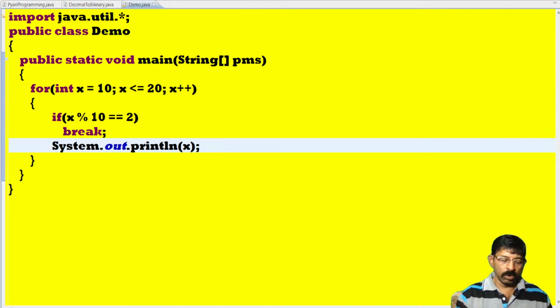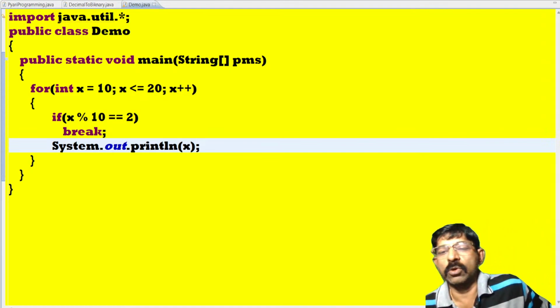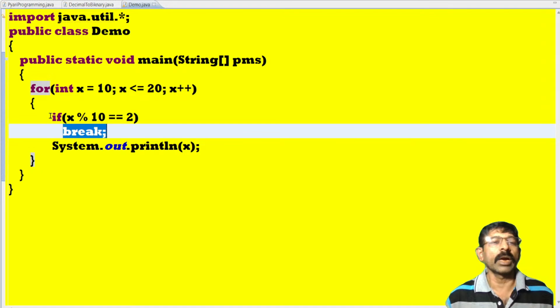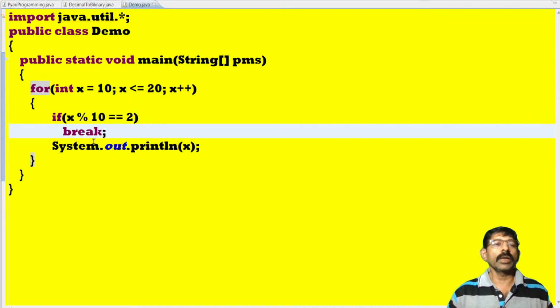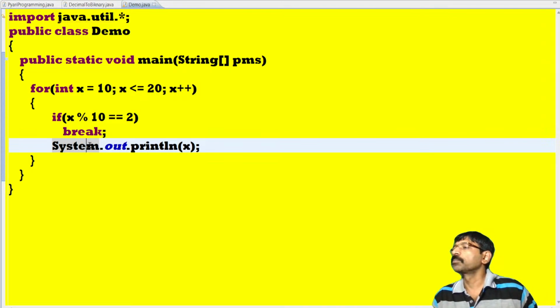Understood why this particular statement is not going to generate an error? Because there is a chance of executing the statement, because break will only execute when the condition is true. So that's why here it is not generating any error message.